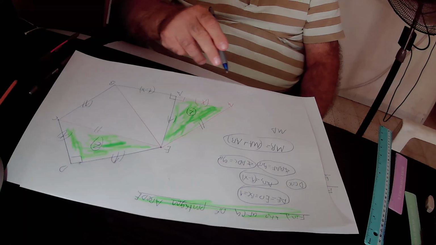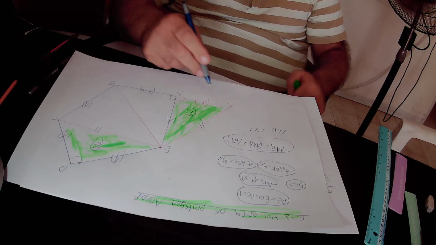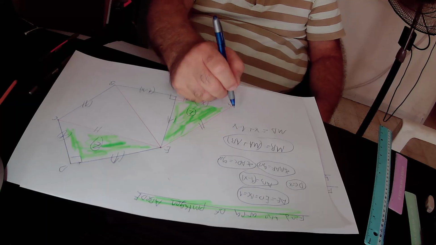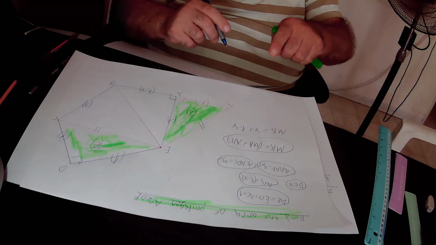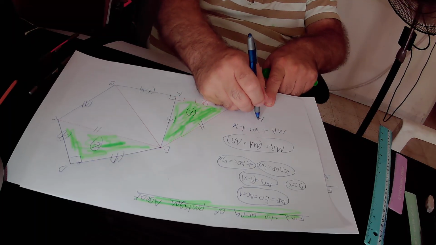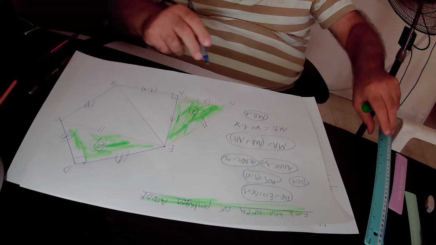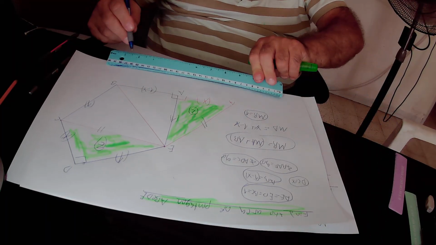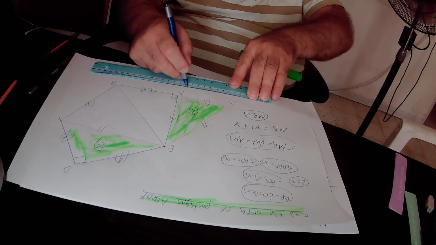So MB equals MA, which is X, plus AB, which is 1 minus X. So MB in total equals X plus 1 minus X. X minus X is 0, so we are left only with 1. In total, we found out that MB equals 1 unit in its length. This is side MB. This equals 1 unit in its length.